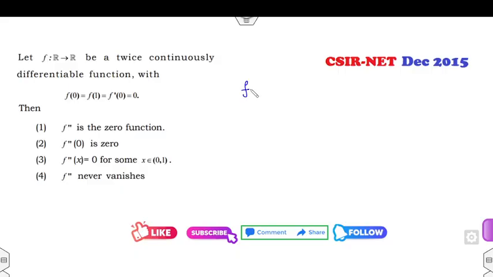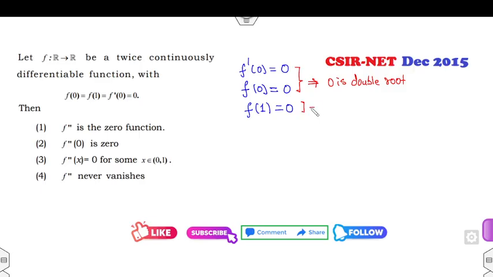F is a twice differentiable function, so that f of 0 is 0, f of 1 is equal to 0, f dash of 0 is equal to 0. Again, what does it mean? That means 0 is my double root. Fine. And this equation also says that 1 is a simple root.